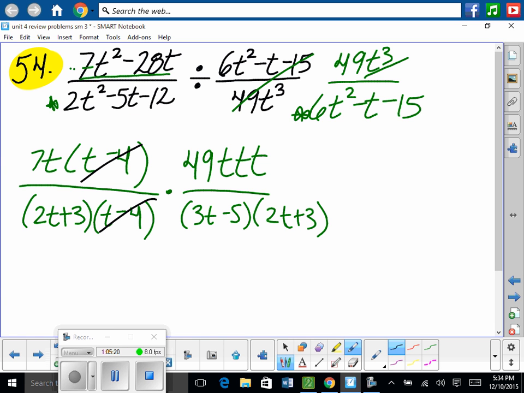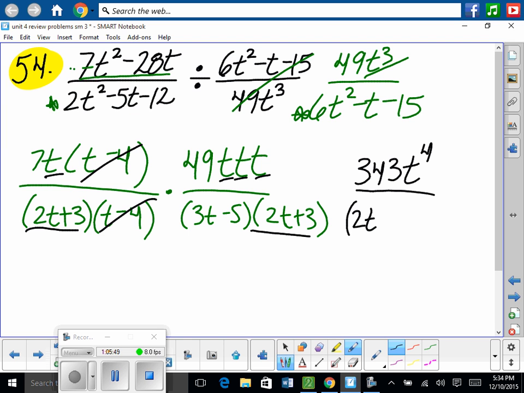So you have 49 times 7. 49 times 7 is 343. So we have a 343 t to the 4th on top. And on bottom, 1, 2, 3, 4 t's on top, right? And then on bottom we have 2t plus 3, 2t plus 3. So I'm going to write it like this just for fun: 2t plus 3 squared. And then we have 3t minus 5. And this would be our simplified answer.